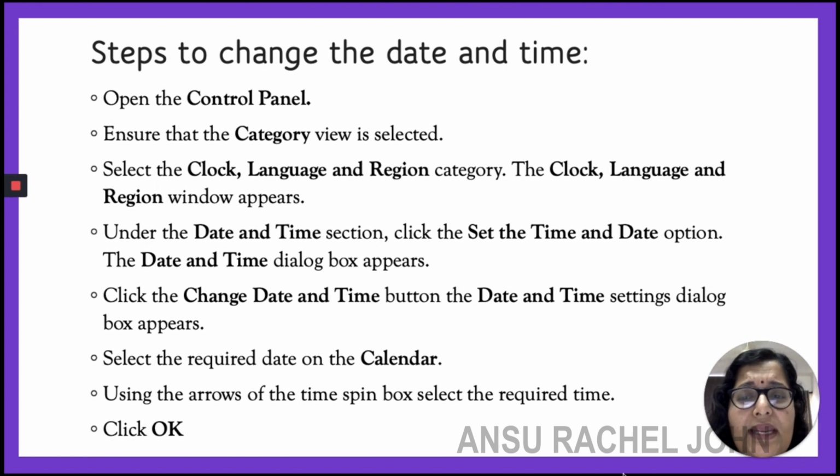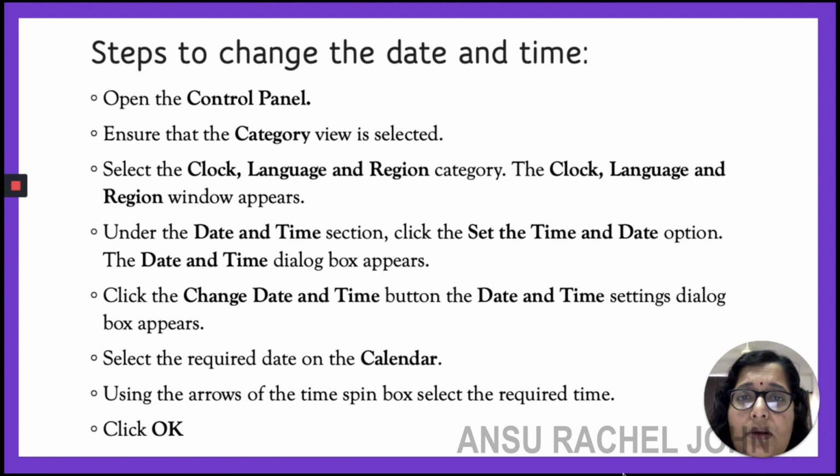Click the change date and time button. The date and time settings dialog box appears. That is, when you click on the change date and time option, the date and time settings dialog box appears. In that, you can select the required date from the calendar. Click on the date that you want in the calendar, and then with your cursor you can move the arrows of the time spin box to set the required time. Once you have set the date and the time, you can press OK.